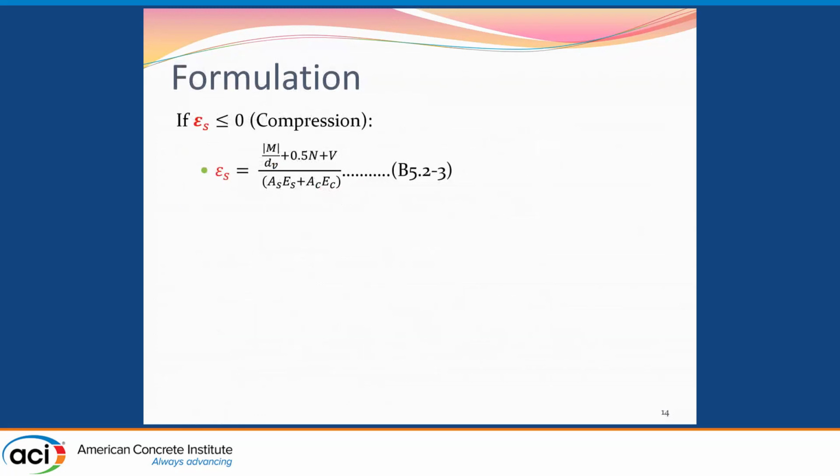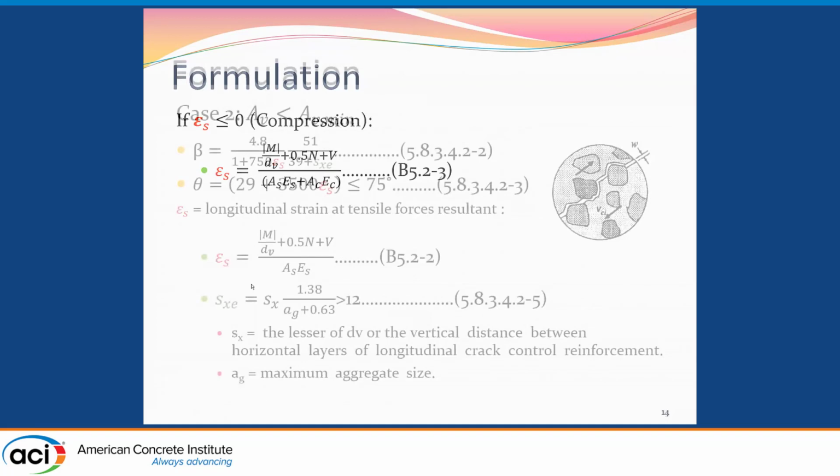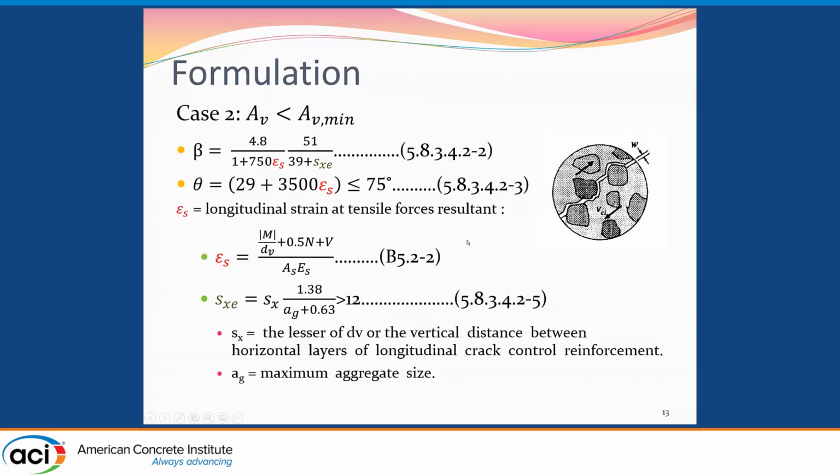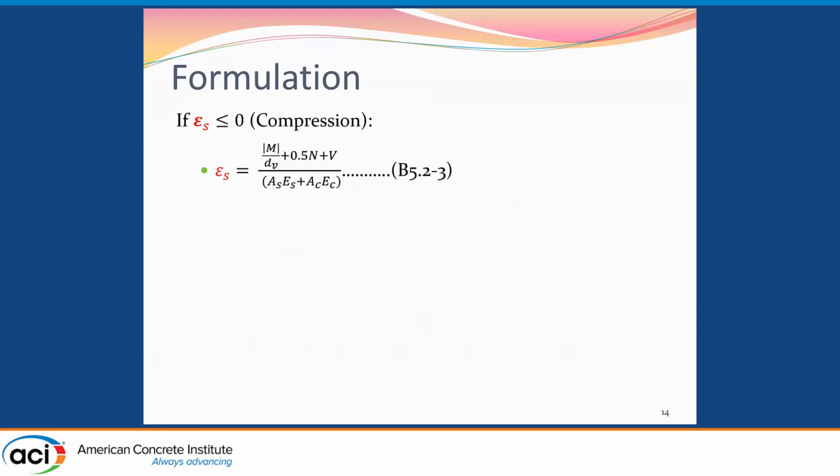If you have compression, as I said, epsilon S is the longitudinal strain at the tensile forces resultant. If you have epsilon S less than 0, this is a compression condition. You are allowed to include EC in the equation, so you're including the concrete effect in the epsilon S equation. AC is just the area of concrete on the flexure tension side. So this is just half of the section. As I said, the simplified modified compression field theory divides the section into a tension zone and a compression zone, and you only include the tension zone in this case.